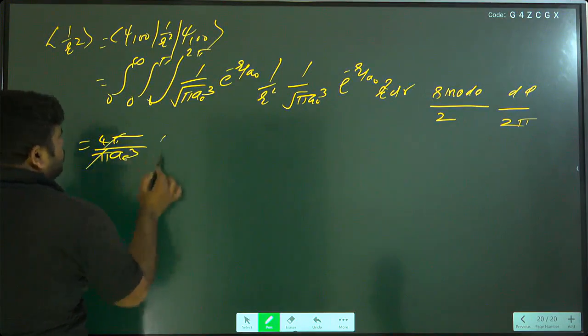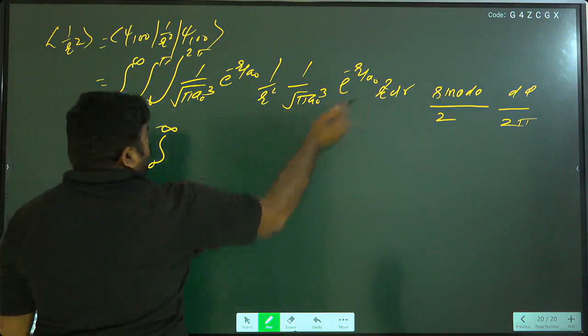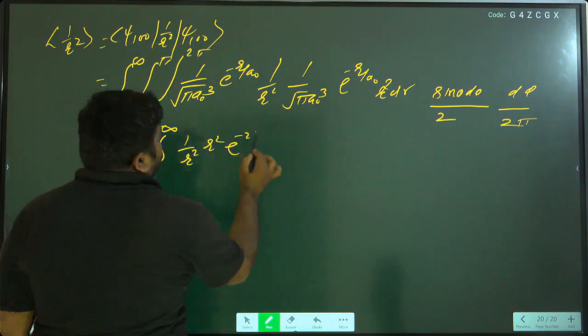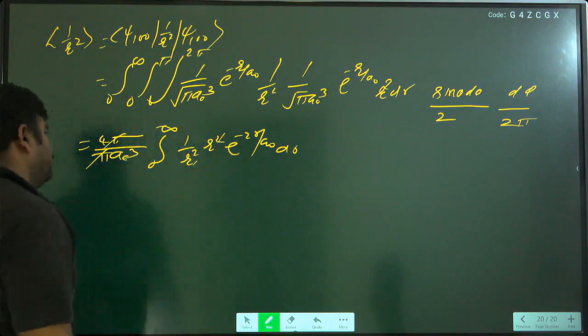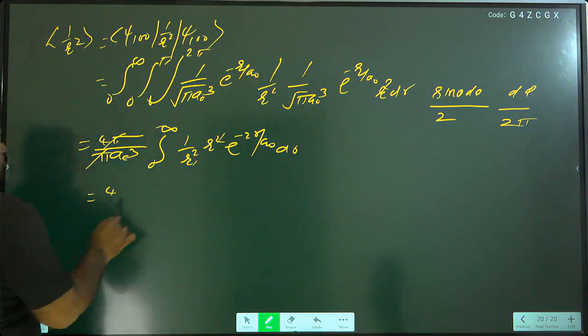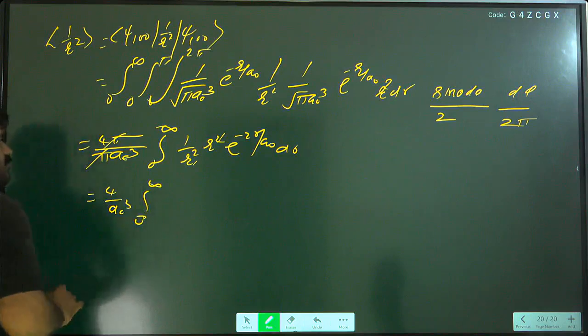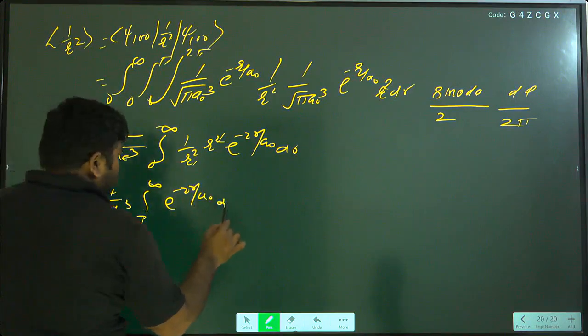Pi gets cancelled. Limit 0 to infinity, 1 upon r square into e to the power minus 2r upon a naught into dr. R square gets cancelled. And this is equal to how much? 4 upon a naught cube, limit 0 to infinity, e to the power minus 2r upon a naught into dr.